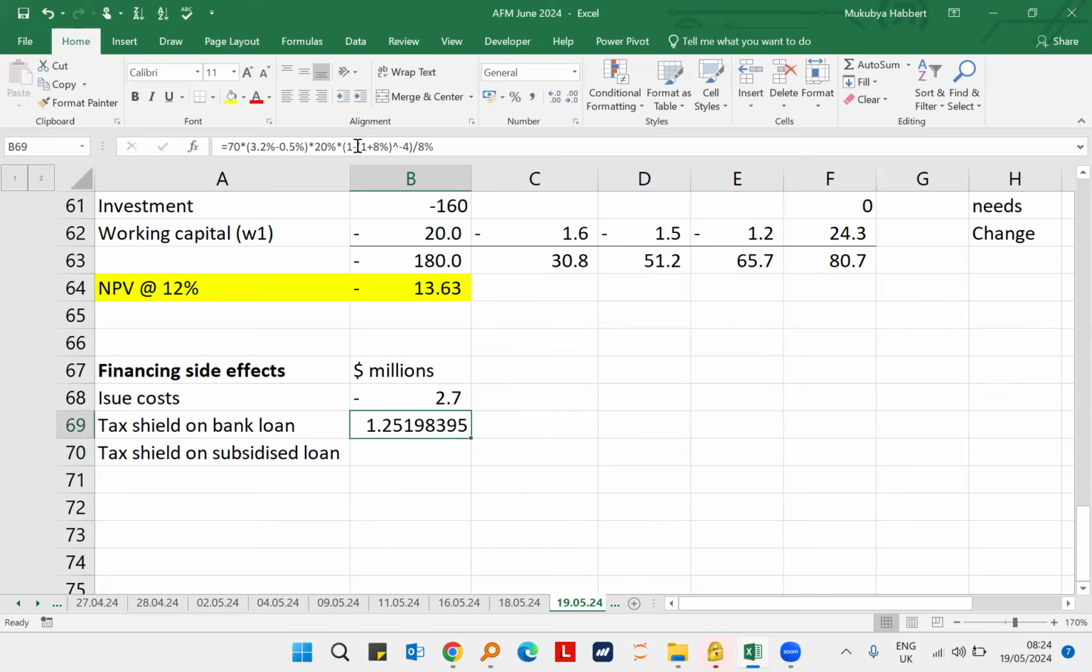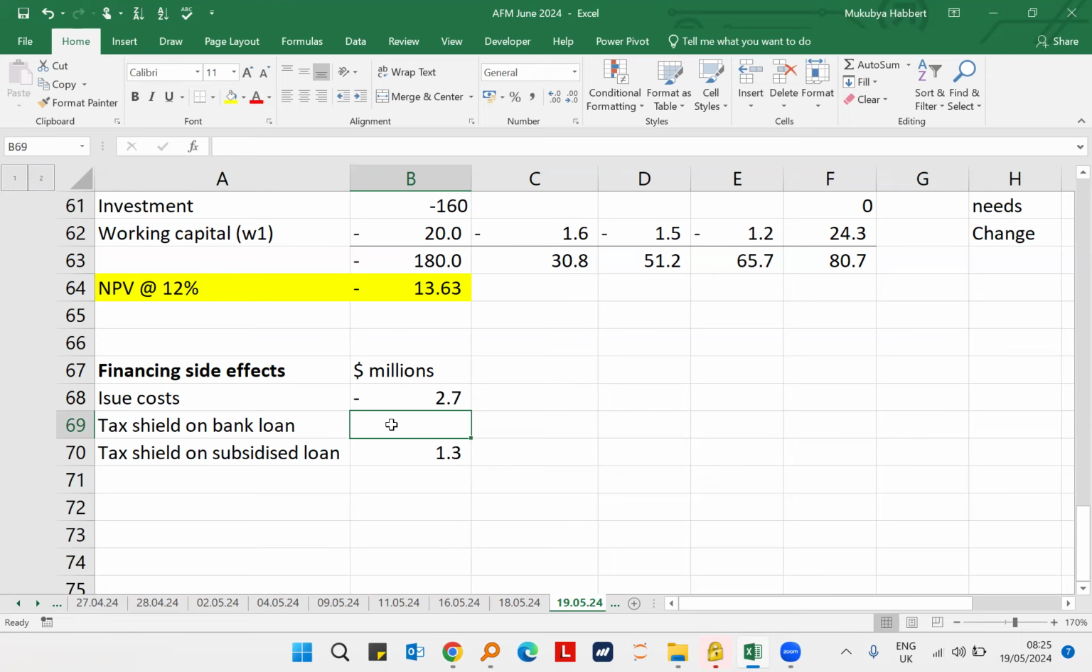So this gives us 1.25%, the tax shield on the subsidized loan. Remember, we decided to use 1 decimal place. So if you feel like this is too much to put in one cell, you can create a working for it and go through it step by step. So that's the tax shield on the subsidized loan, not the bank loan. Then we need to look at the one on the bank loan.